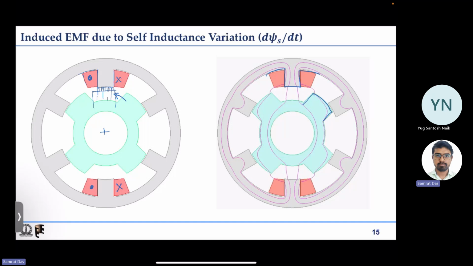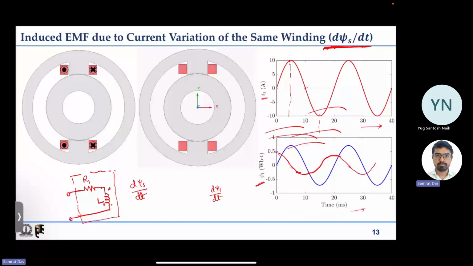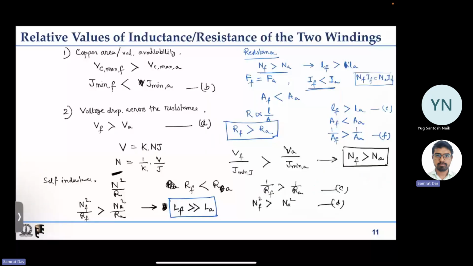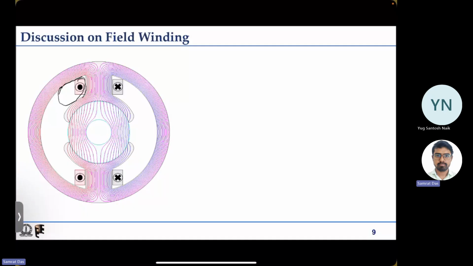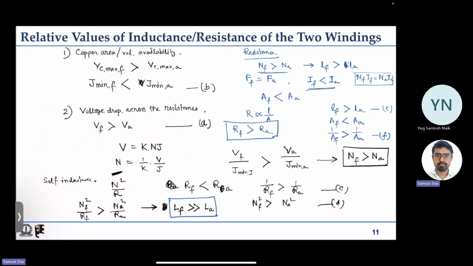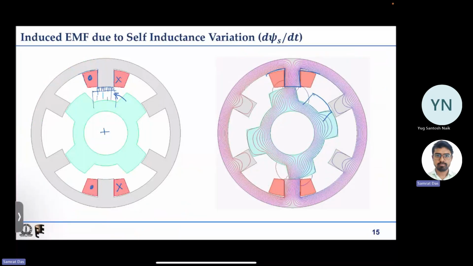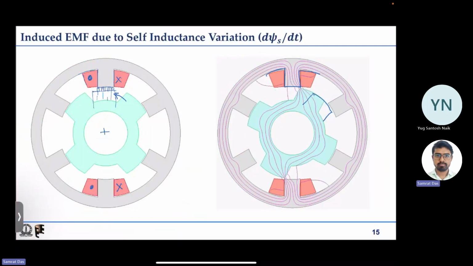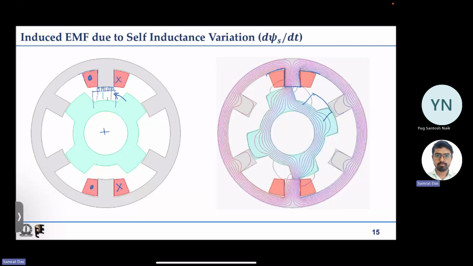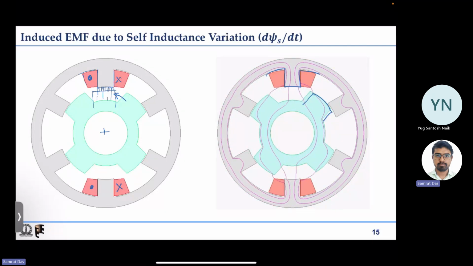In all the earlier cases that we have discussed, like the DC motor, we had salient poles on the stator, but the rotor was cylindrical. There were only some slots on the rotor, so the rotor was mostly cylindrical. But in this type of motor, the rotor can also have salient poles, because of which you can have inductance variation of the coil with rotor position, which will give rise to the induced EMF.